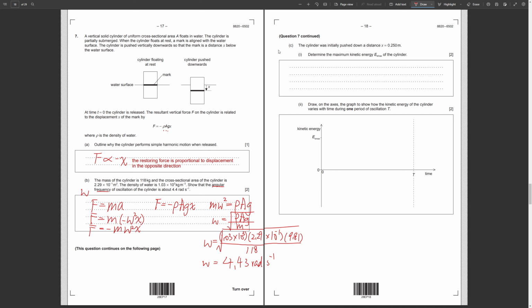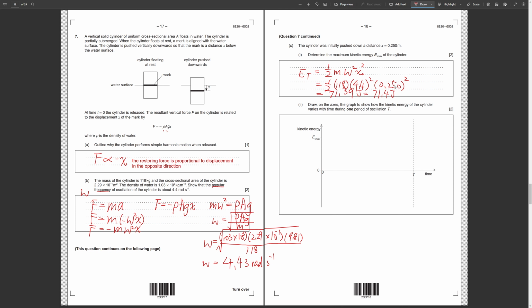Part C1, we are going to get the maximum kinetic energy of the cylinder. In an SHM, the maximum KE is also the total energy. According to your formula sheet, it is half m omega squared amplitude squared. All the numbers that you need are given already. Let's say the mass is given as 118, omega is 4.4, and then squared. The amplitude is given here, 0.250 squared. Just put them into your calculator and you will get the answer, 71.39 joules.